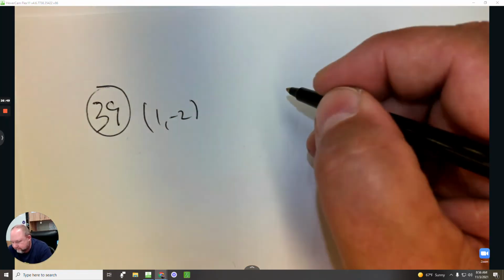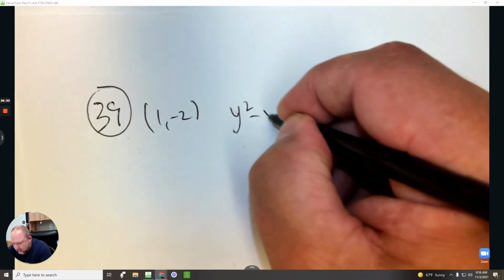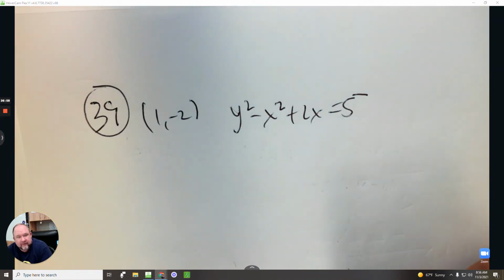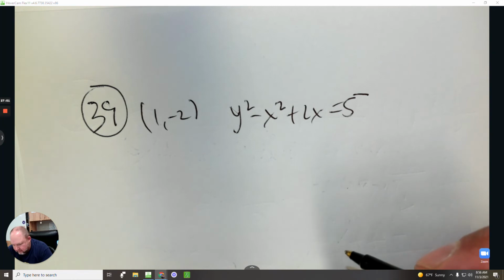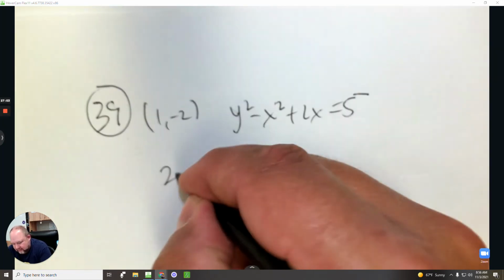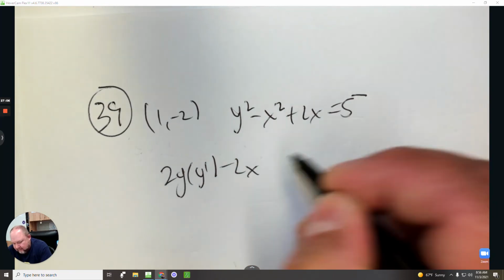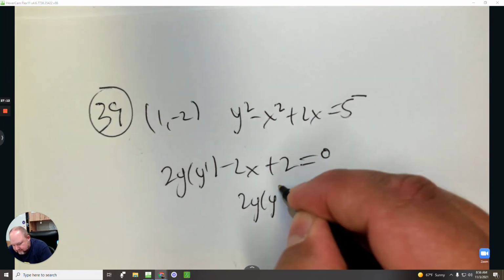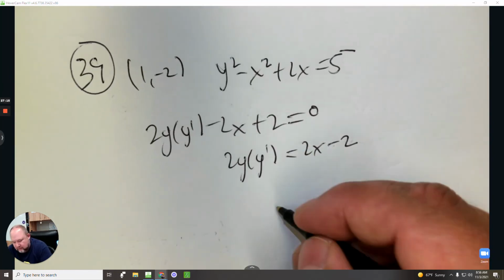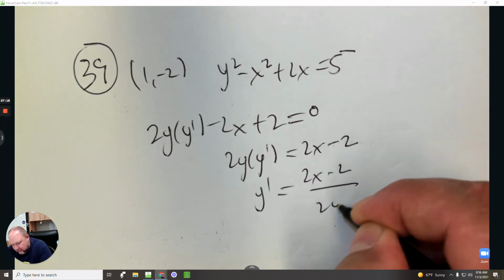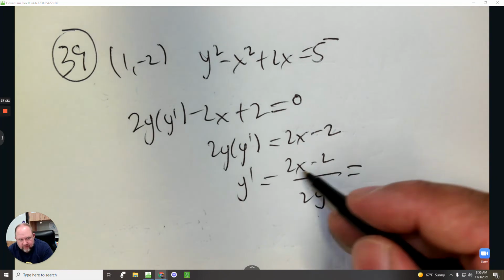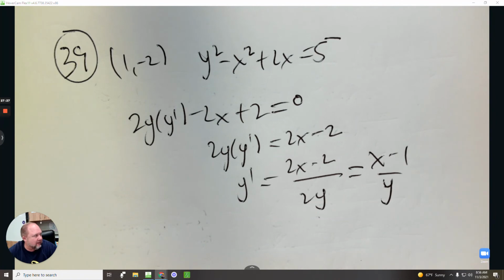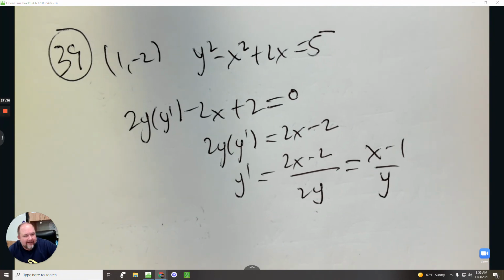All right. (1, -2) is a point on the graph y squared minus x squared plus 2x equals 5. And it says find the derivative and the second derivative. So I need to do this implicitly. So it's 2y, it needs a y prime. -2x does not, 2 does not, and 0. To get y prime by itself, I'm going to add 2x and subtract 2, and divide everything by 2y. Because I'm going to work with this, I'm going to divide everything by 2 just to make it easier to work with. So I get y prime equals (x minus 1) over y.